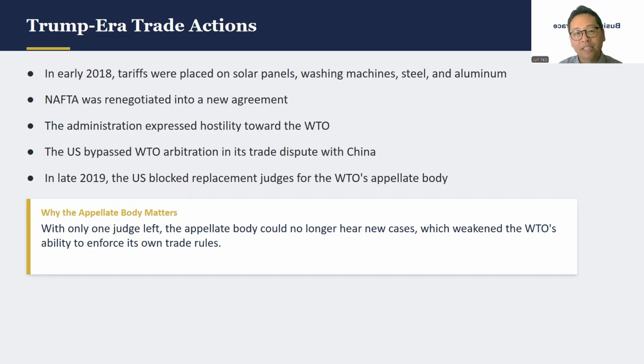Think about what this means practically. If a company believes another country broke a trade agreement, it normally asks its government to file a WTO case. Without a working appellate body, that case may never receive a final, enforceable ruling. This uncertainty makes global trade riskier for every business that depends on WTO rules for protection.